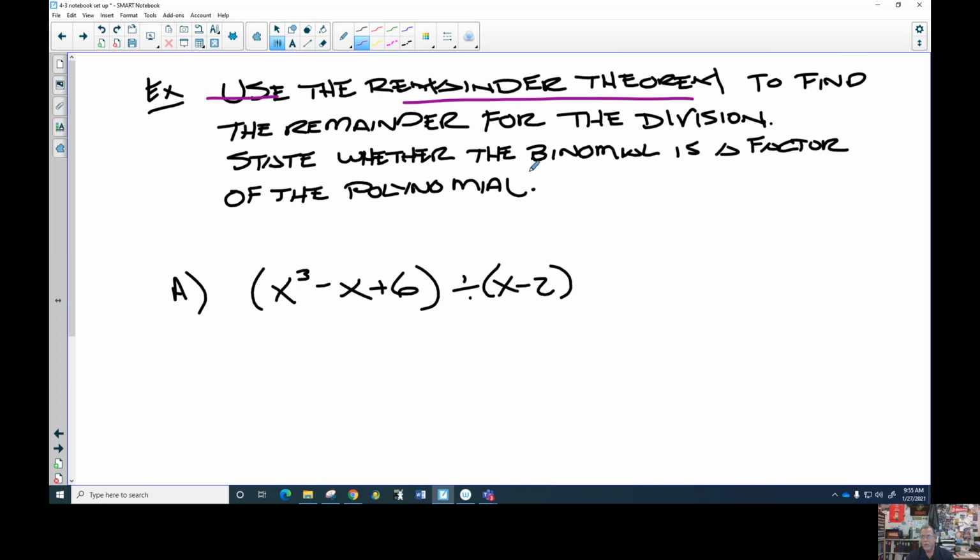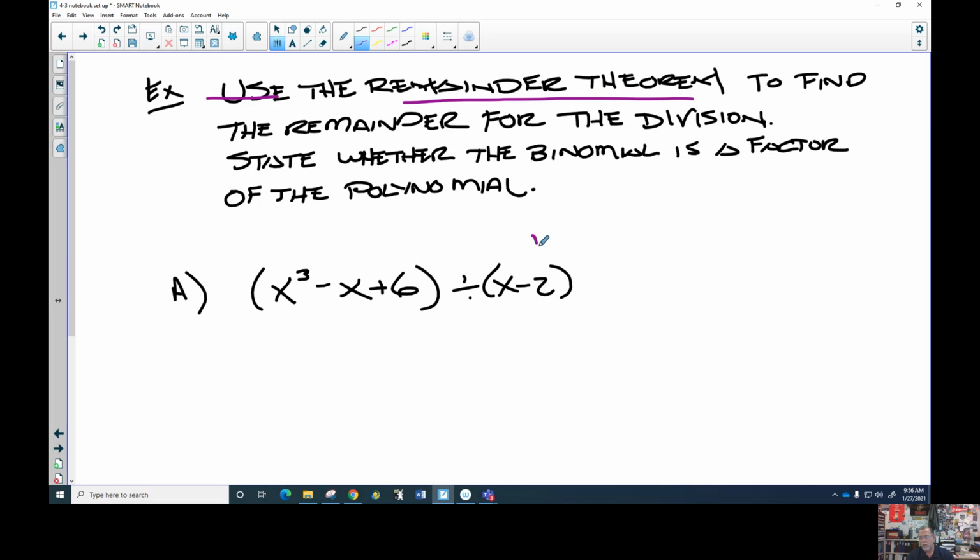Now, there's two things here. One is something new, something old is the state whether the binomial is a factor. We know it's a factor if it goes in evenly. That was from the previous section, right? That's from 4.1. But use the remainder theorem to see if it actually does go in. Instead of having to do the division to find out whether it's a factor, we can use the remainder theorem. Now, what that means is this. It's easier to plug in.